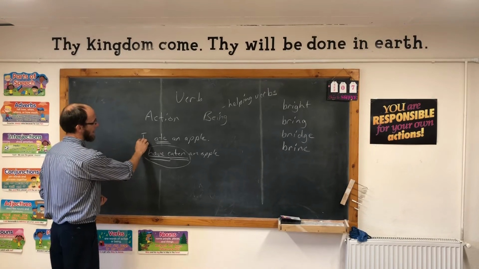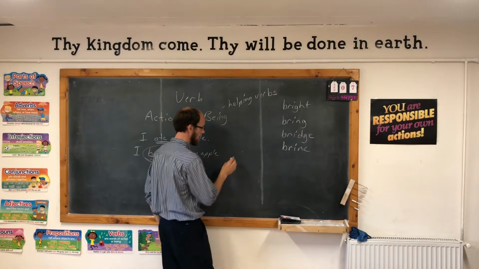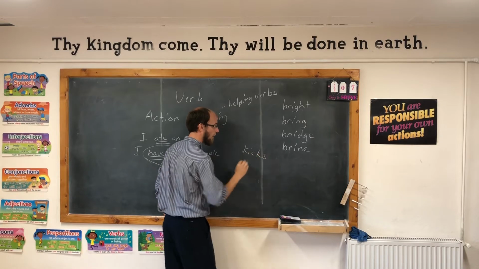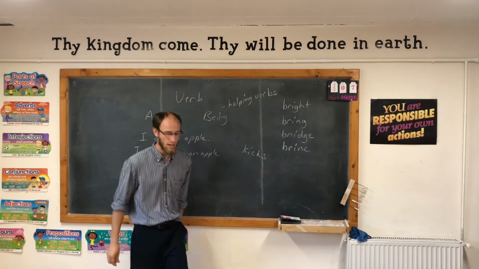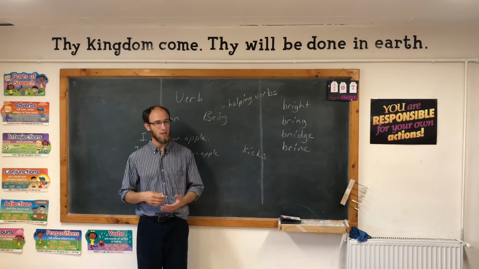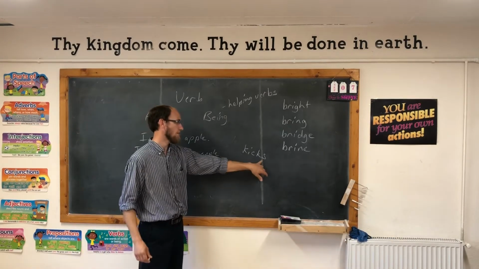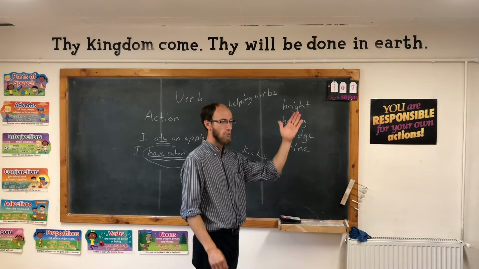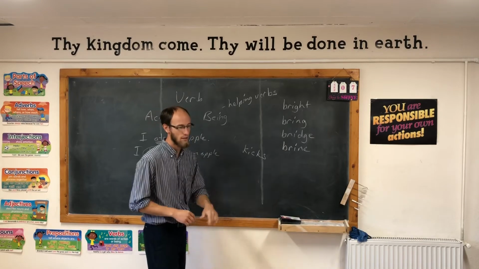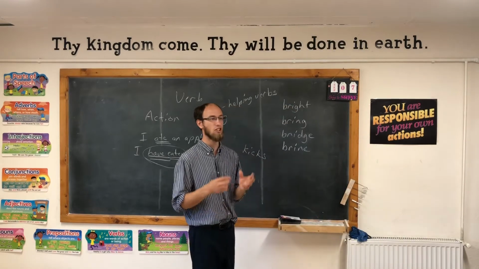I ate an apple, we ate an apple, but if we make them present tense, the boy kicks the ball. The boy kicks the ball today. And we put an S on to make verbs singular. It's the exact opposite of the way nouns are. For nouns, we put an S on to make them plural. For verbs, we put an S on to make them singular. He kicks the ball. They kick the ball. If there's many people, they kick without the S. But one person kicks.